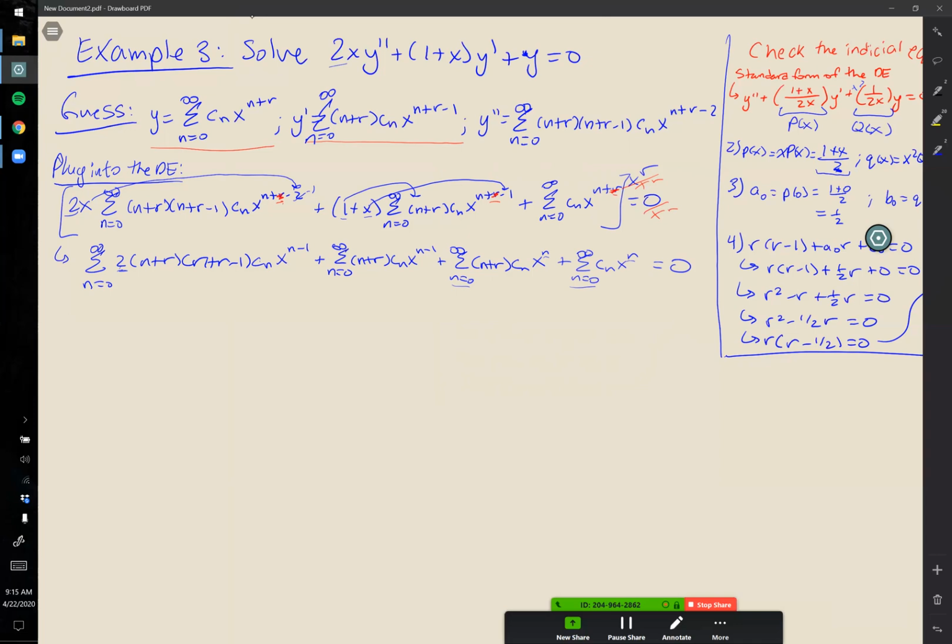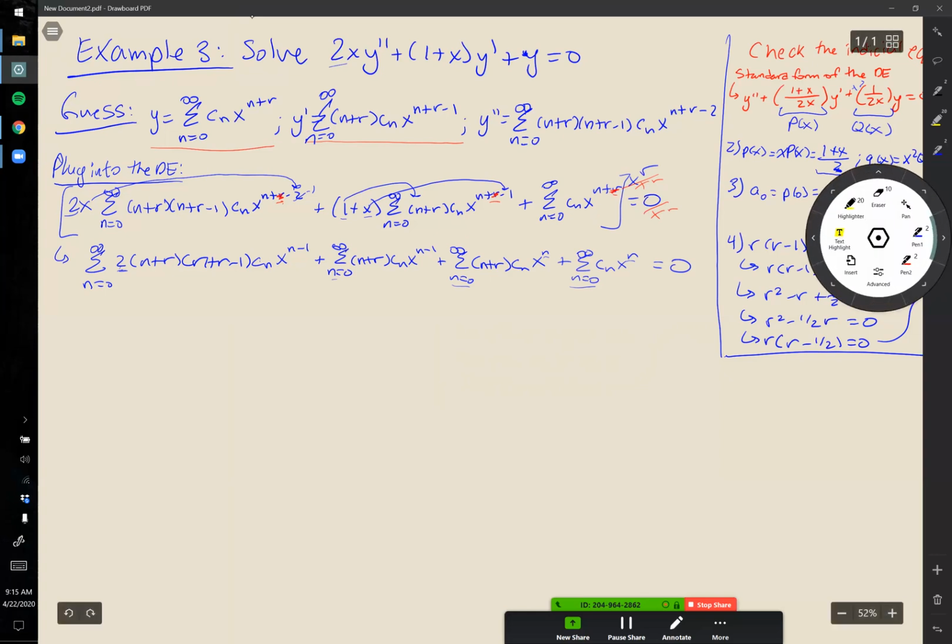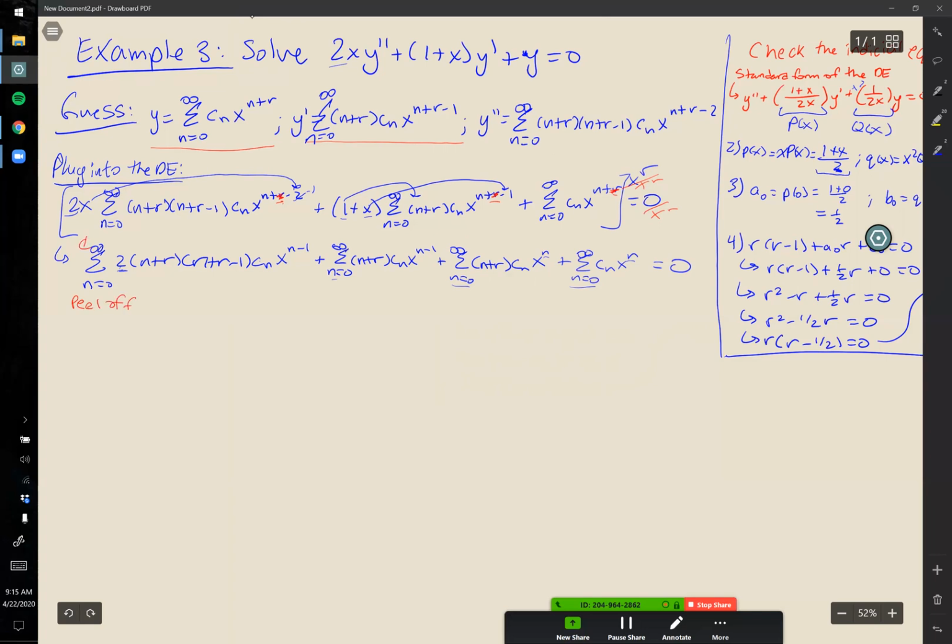So they started at n minus 1. And I want to move these up, but if I wanted to move these up, then I'd have to move the index down, and I don't want a negative index. So I'm going to have to peel off the n equals 0 terms here. I'm going to peel off, for this series and this series, the n equals 0 term.